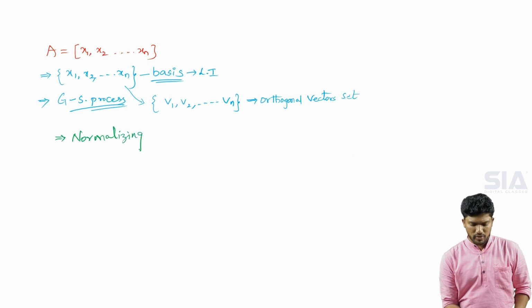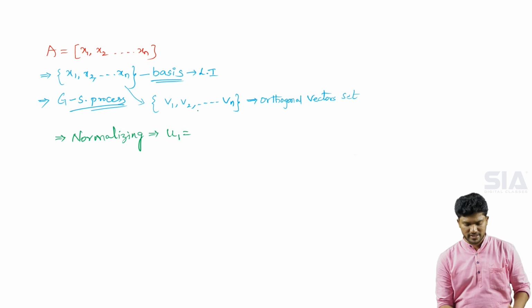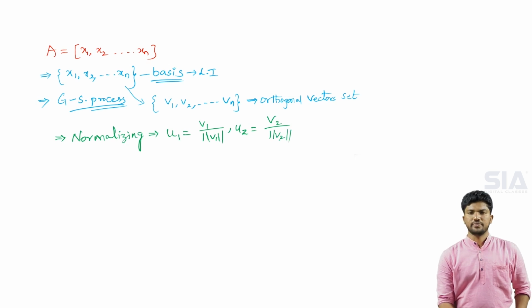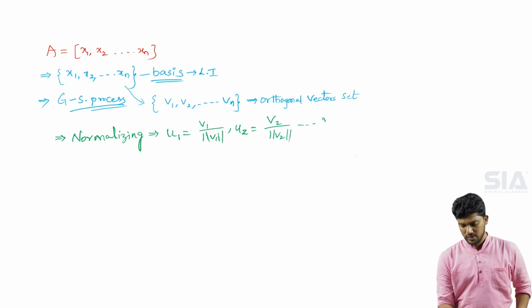Normalizing means you can do the process: u suffix 1, the first vector obtained after normalizing. We divide the vector v suffix 1 by its length. And u suffix 2 is obtained by dividing v suffix 2 by its length. Similarly, u suffix n is equal to v suffix n by norm of v suffix n.